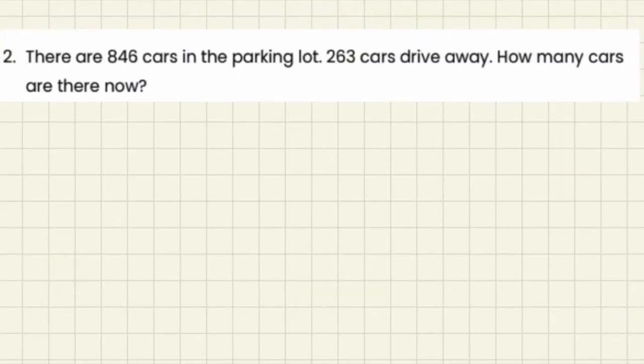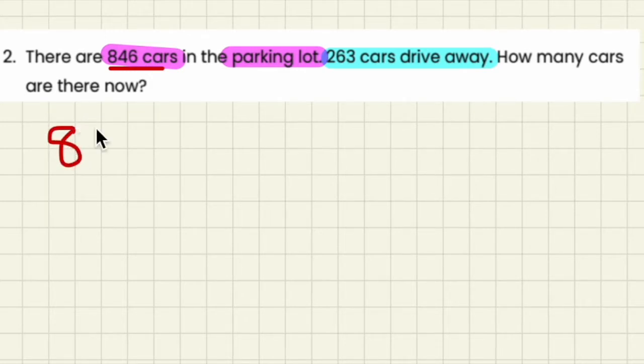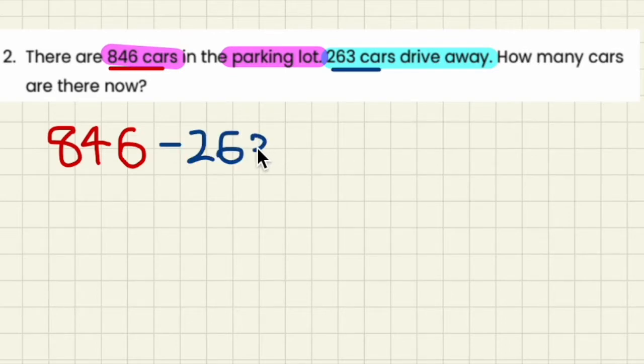This is our second question. Let's read it out together. There are 846 cars in a parking lot. 263 cars drive away. How many cars are there now? To find out how many cars there are now, we have to subtract 263 from the original number of cars in the parking lot, which is 846. So our number form should be 846 minus 263. Let's write it out in vertical form.